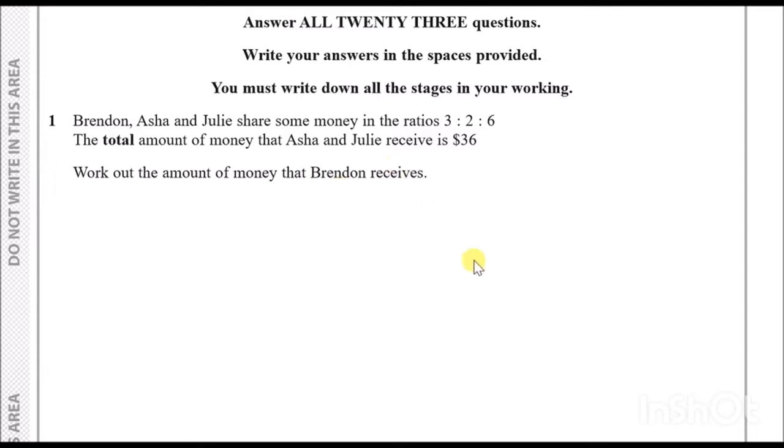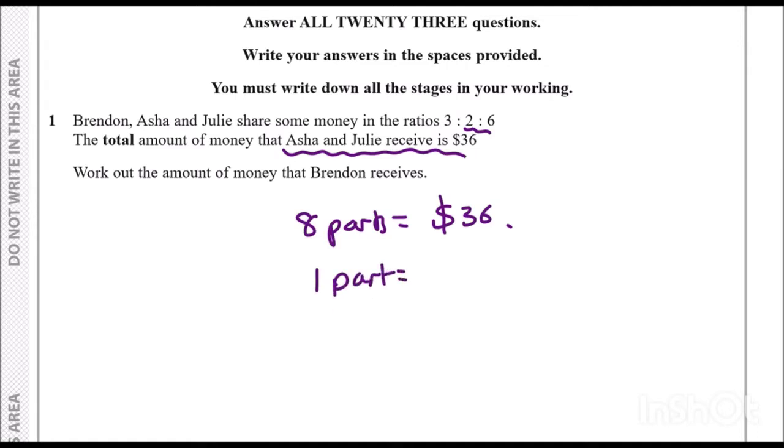Now when you look at these kind of ratio problems, always look at the total amount and try and relate it to the ratios. And in this case, Asher and Julie represent the last 2 parts, right? It tells us that the total, in other words, both parts, so 2 plus 6, which is 8 parts, must be equal to the $36. So to get every single part, we should try and find one part. So this means that one part can be found if we divide 36 by 8. And if you do that, guys, you should get 4.5 or $4.50.